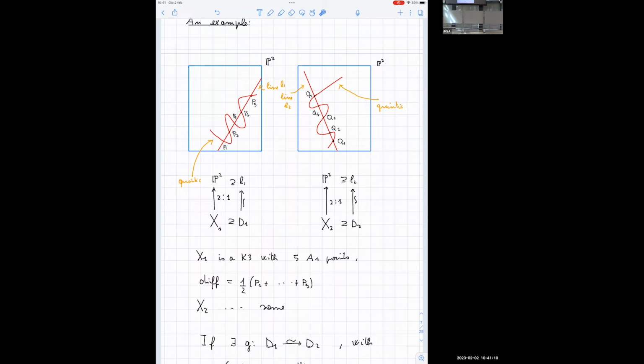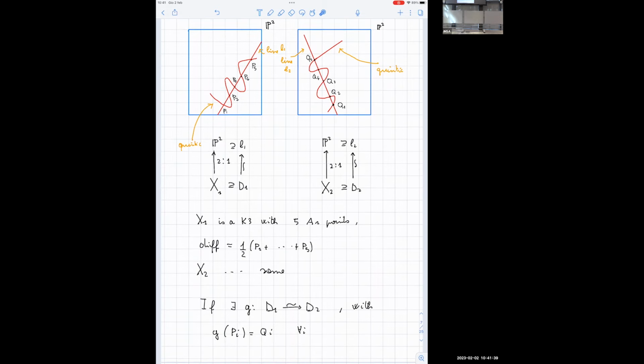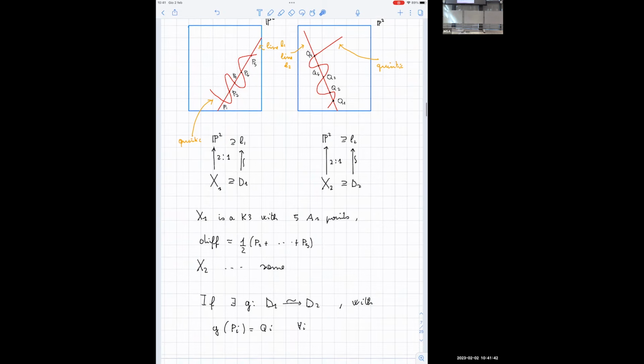I call D1 the pre-image of this line. I don't know if you can read it, but the name of the line is L1. And since this is in the branch divisor, D1 is isomorphic to L1, it's a P1. And I do the same thing twice and produce a second surface with the same properties. And the different here is 1/2 the sum of the points. And of course, the same is true for the second surface.